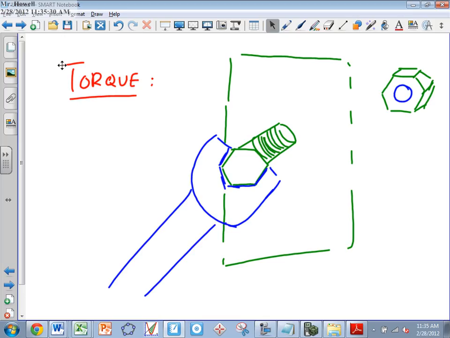As the lever arm increases, the amount of torque increases. So torque is directly related to the lever arm. We call that R. Okay, R is the length of the lever arm. That's where R keeps coming up again and again.